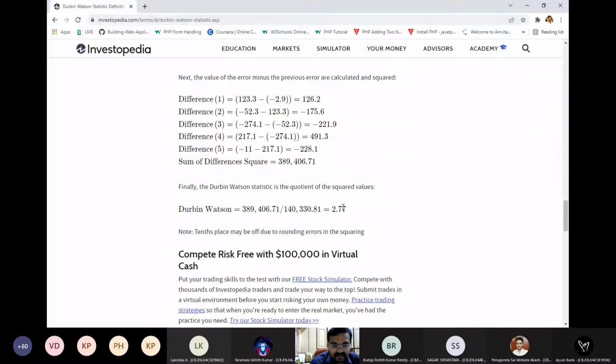If this value is between 2 to 4, that means they are of different people. If it is less than 2, it is of the same person, something like that. That is the meaning of this Durbin-Watson statistic.